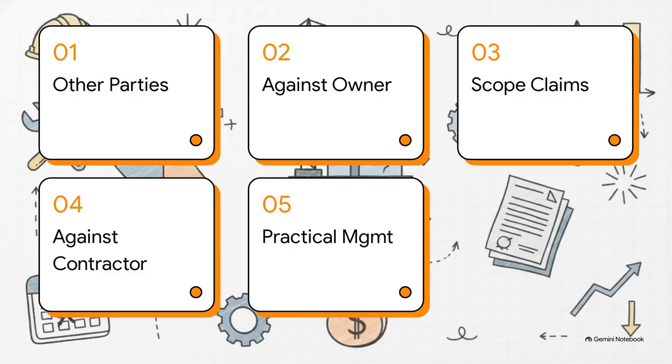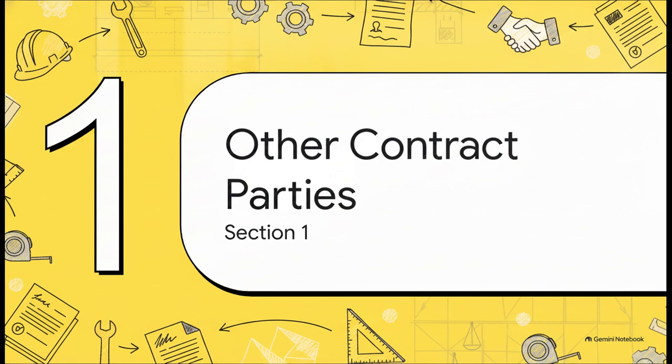Okay, here's our roadmap for today. We'll be moving logically through this taxonomy. First up, other parties. Then we'll hit the owner, scope claims, and the contractor. And then we'll wrap the whole thing up with a really powerful, practical management formula. Let's dive in. All right, Section 1, claims against other contract parties.